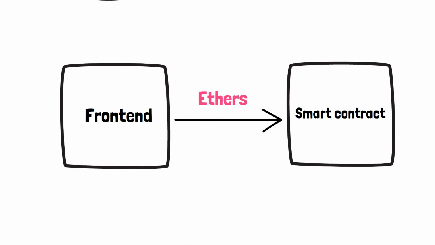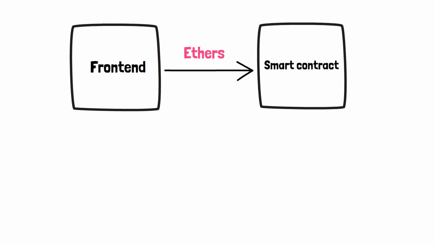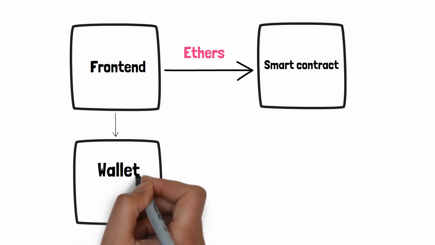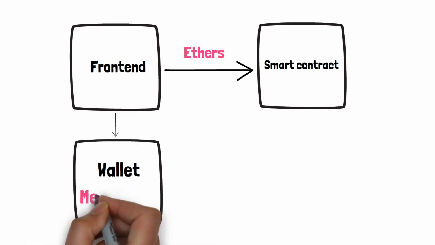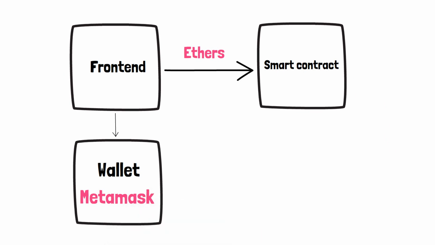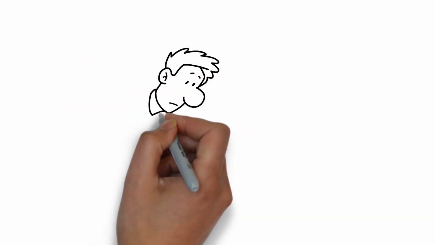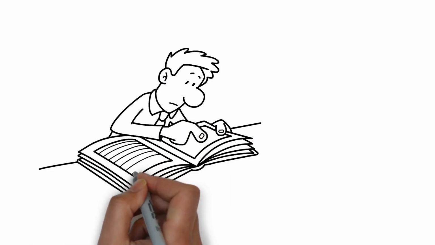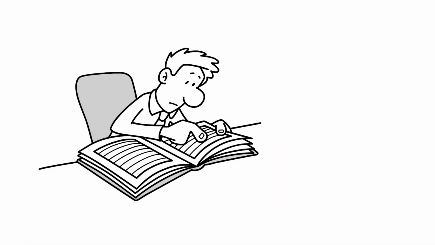This is a JavaScript library that makes it very easy to call smart contract functions. The frontend will also interact with a wallet. The most popular one is MetaMask, so I highly recommend to get familiar with the API of MetaMask and how to connect to it. And after having learned all of this, will it be enough to become a blockchain developer?